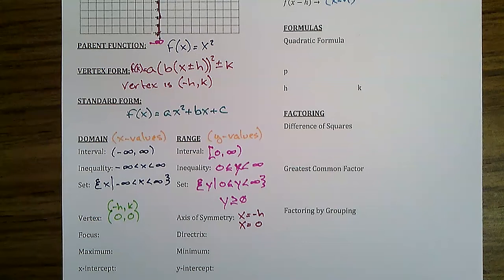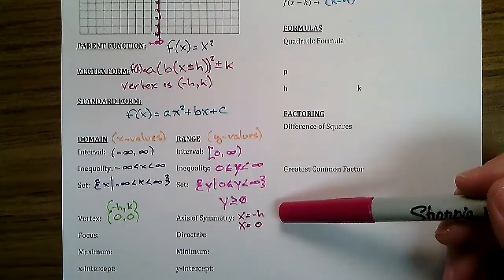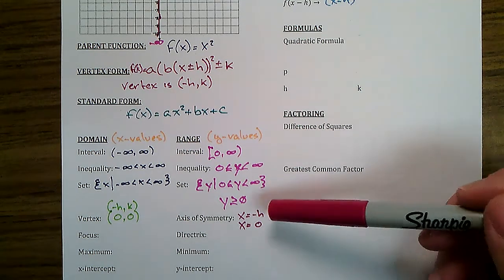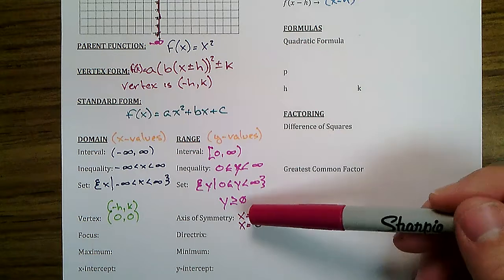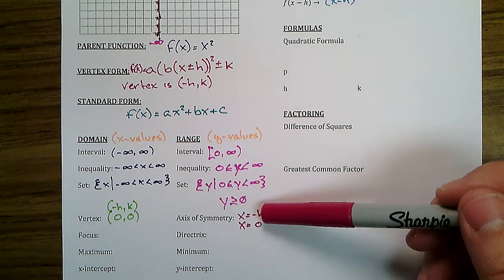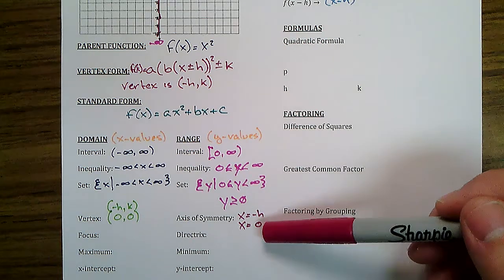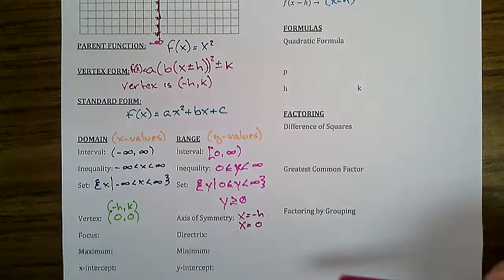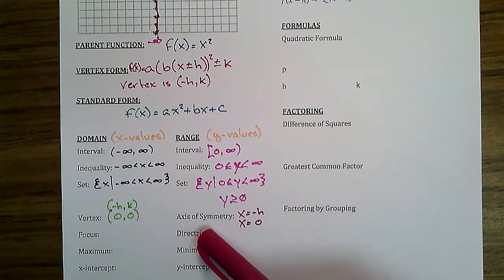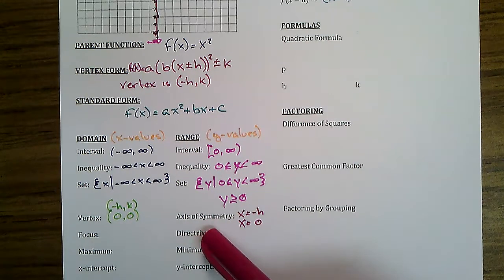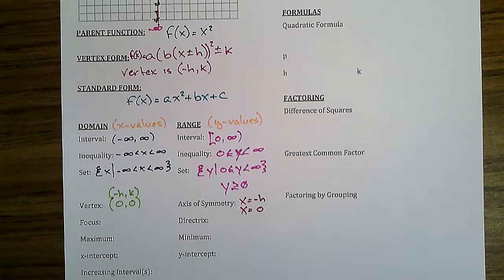Okay, so where we left off. Our axis of symmetry is going to be x equals negative h. So that's the vertex value of our x. And in this case, it's going to be x equals 0. So we're going to come back to focus and directrix probably Monday or Tuesday, and then we'll fill those in when we get there.